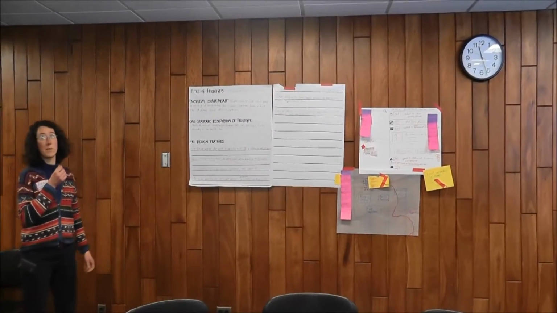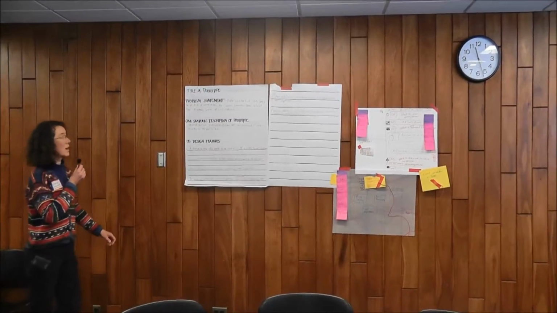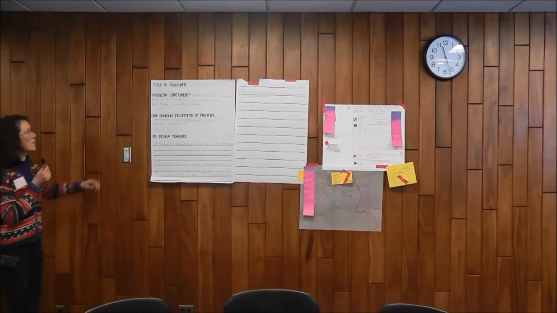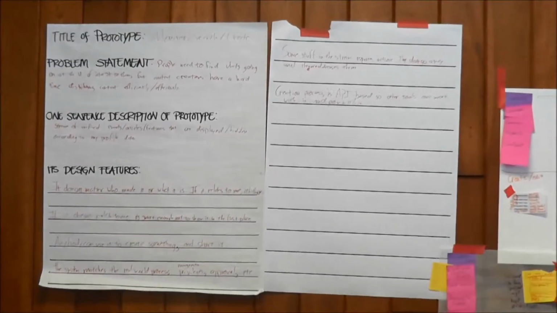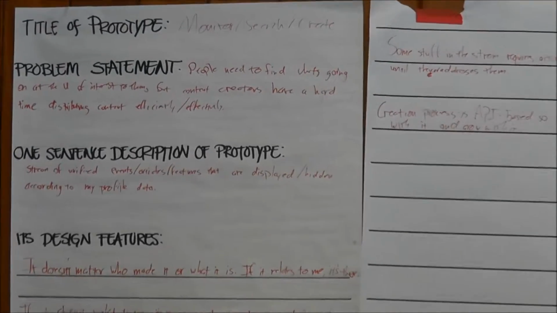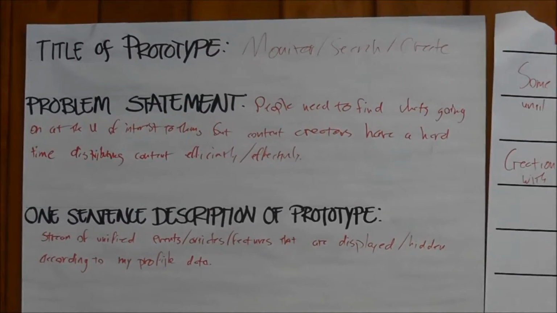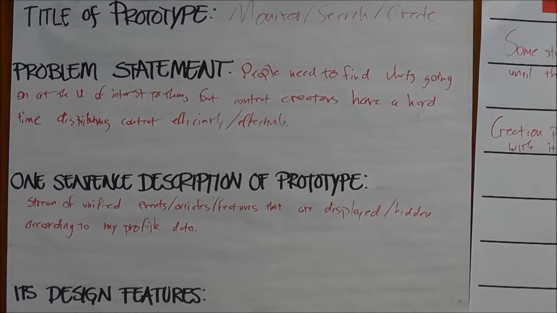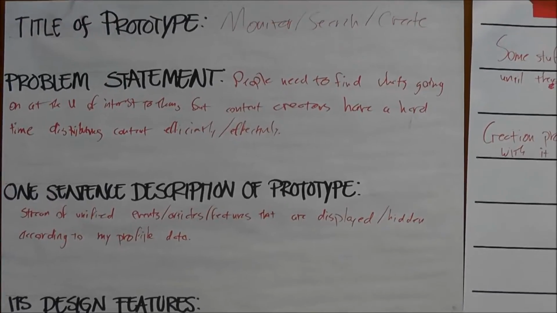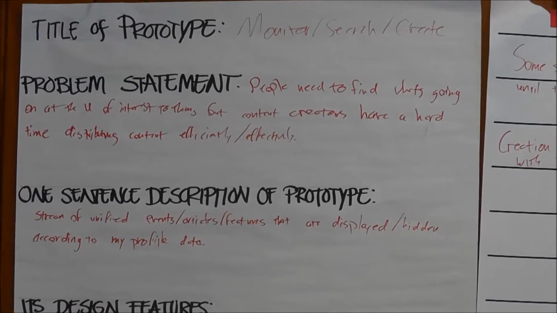The title of our prototype is really a description. We didn't come up with these nice, clever names that the others did. We called it Monitor, Search, and Create, because these are the three main components of what we're doing. Our problem statement is people need to find what's going on at the U of interest to them, but the content creators have a hard time distributing content efficiently and effectively.